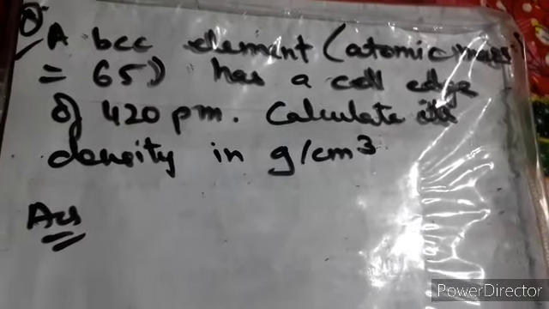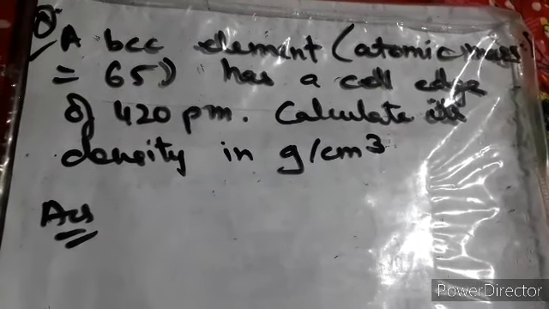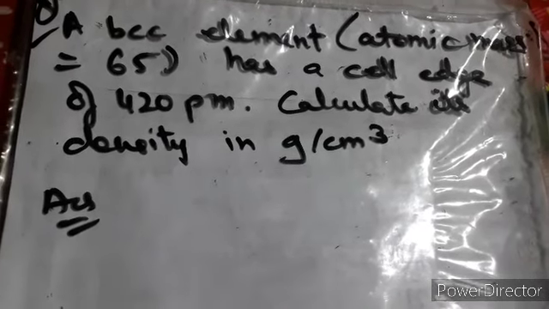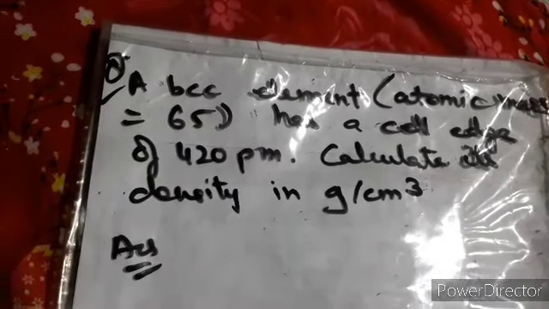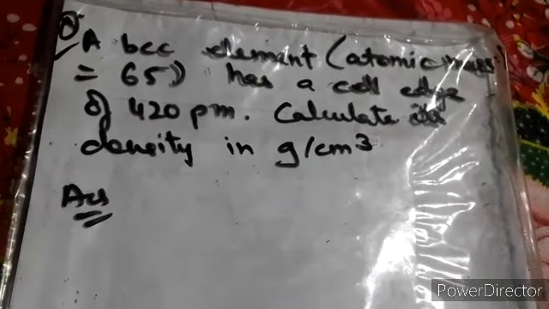Now I've given you one more numerical. It's a BCC element. Its atomic mass is given to you as 65, and it has a cell edge of 420 pm. Now they have given you picometer. In the previous point we were not changing it into ppm, but over here they have already given you in picometer. They are asking you to calculate its density in gram per centimeter cube. I have given you the formula, but first of all you have to analyze what they have given you.